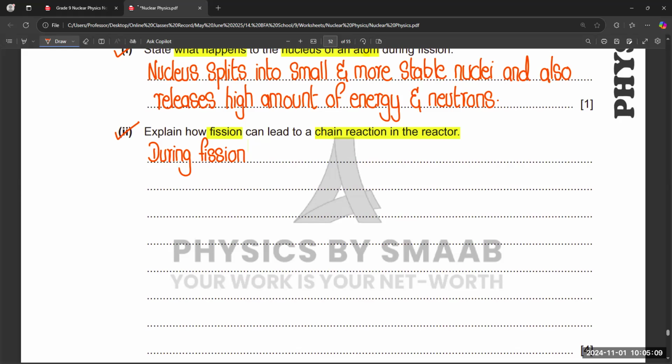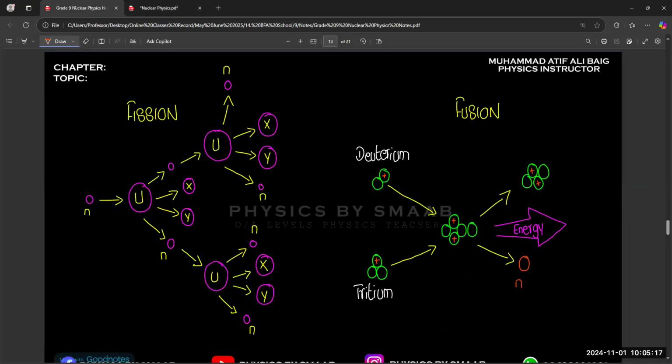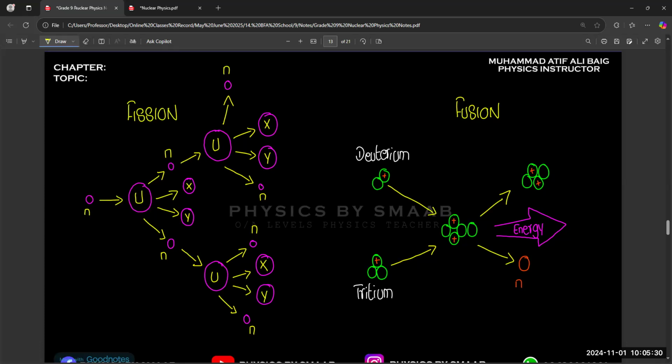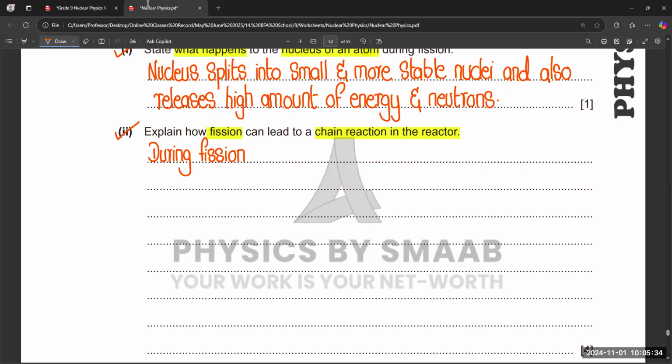During the fission reaction, when large nuclei split into smaller ones, it also provides additional neutrons. If you remember that chain reaction, one neutron strikes the nucleus, and in result we are getting more neutrons. So this is the first thing we need to mention, that during fission reaction, when a heavy nucleus splits, neutrons are also released.